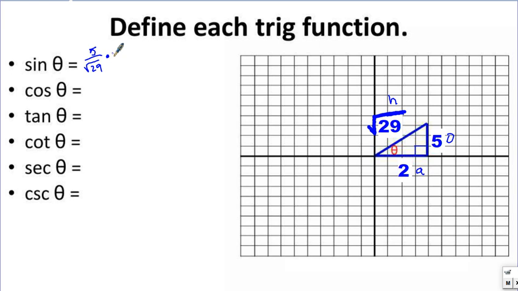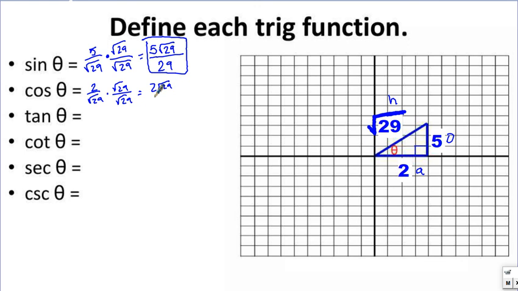So to rationalize or get rid of that square root, I'm going to multiply by it on the top and the bottom. All right, so on the top, I now have 5 square root 29, and on the bottom, the square root of 29 times the square root of 29 is just 29. So you have to rationalize all your denominators. You cannot have a square root on the bottom. Okay, so cosine would be 2 over square root 29, and I have to do the same thing there. So it would be 2 root 29 over 29.